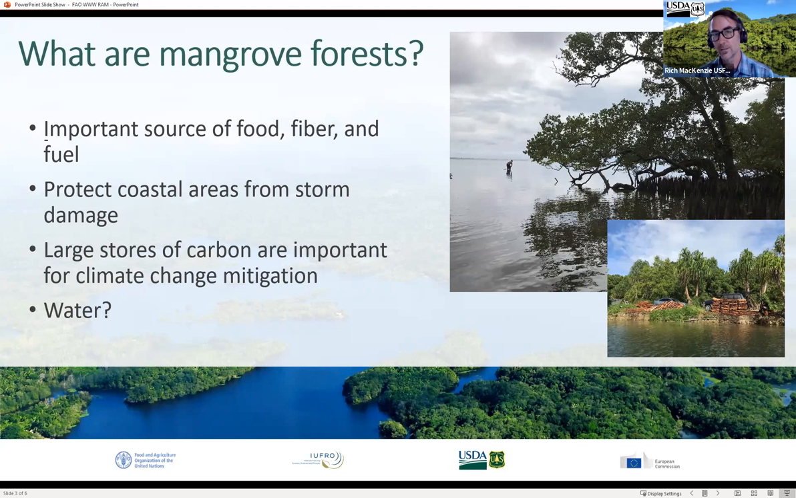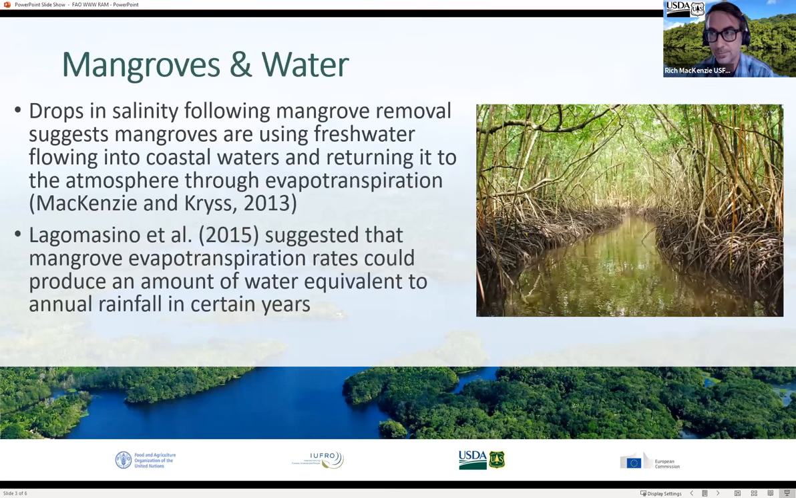But what about water? There hasn't been a lot of research looking at water and the role that mangroves play in the global or the local hydrological cycle. But we do know from a few studies that have been conducted that following the removal of about 10 hectares of mangroves, there was a significant drop in the salinity in coastal waters, which suggested that mangroves were using fresh water flowing into the coastal waters and then returning it back to the atmosphere through evapotranspiration.